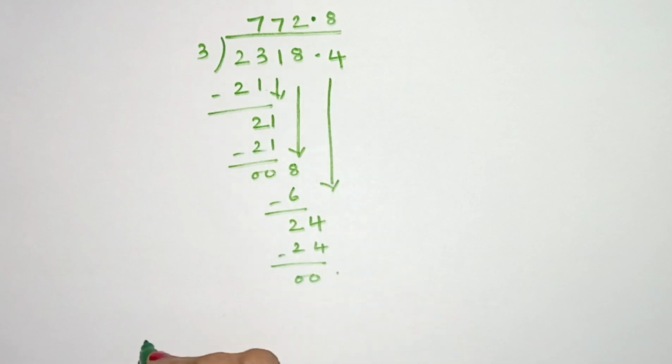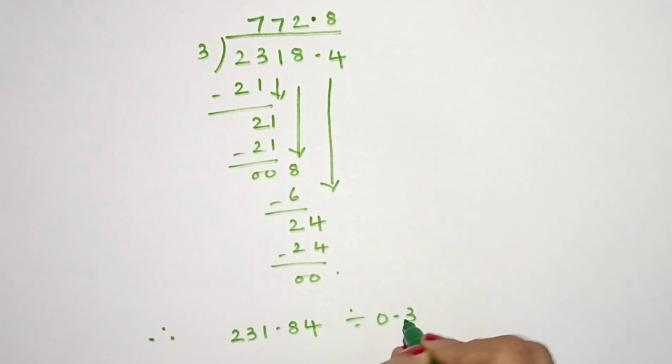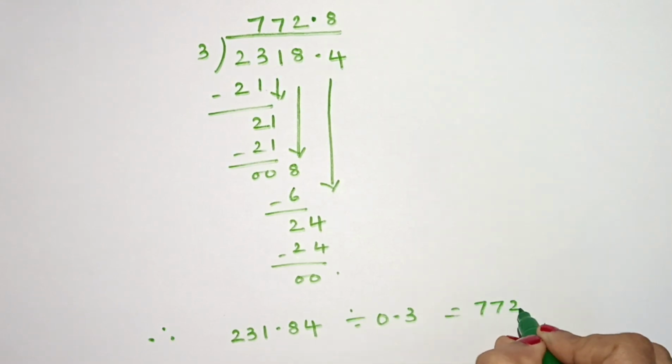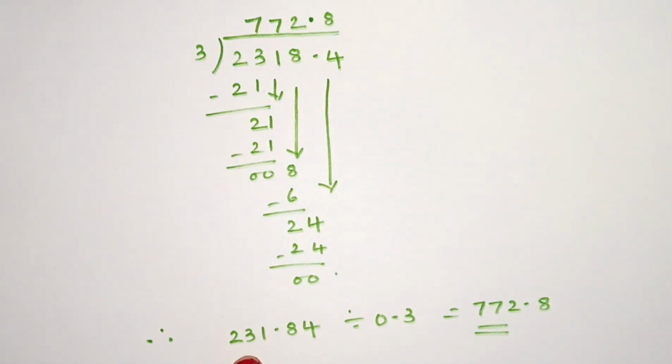So your final answer is what? Therefore 231.84 divided by 0.3 equals 772.8. It means dividing or division of a decimal by another decimal. So first simple step is what? Convert this divisor into a whole number and then you can divide both the numbers. This can be decimal, but here you have to remove the decimal of the divisor. Now let's switch to the next question.